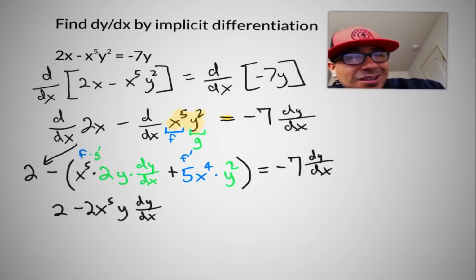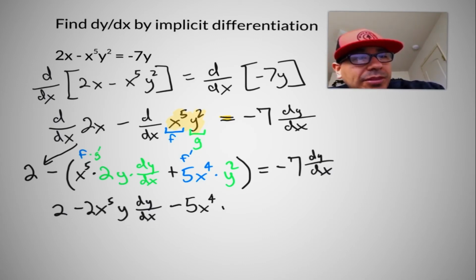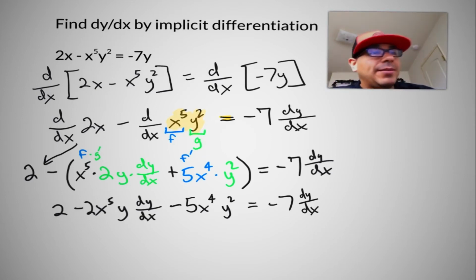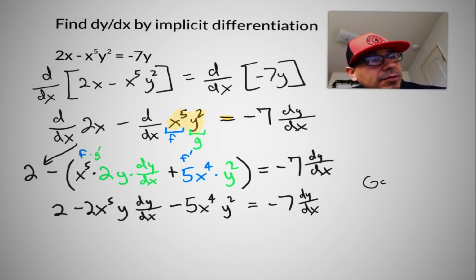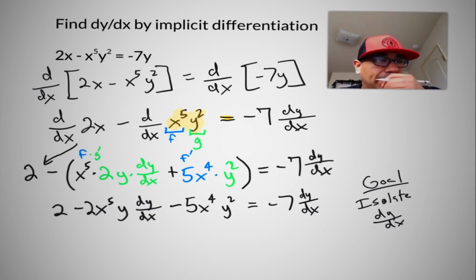All right. So I'm going to distribute that negative, and we're left with -5x to the 4th y squared. And of course, that still equals -7 dy/dx. All right. So always remind yourself of what I'm doing, because these are a lot of steps, and you always have to stay focused in terms of what's the mission here. And our goal, right? Our goal is to isolate, to solve for, to isolate dy/dx. So that's what we're solving for. All right, so keep that in mind.